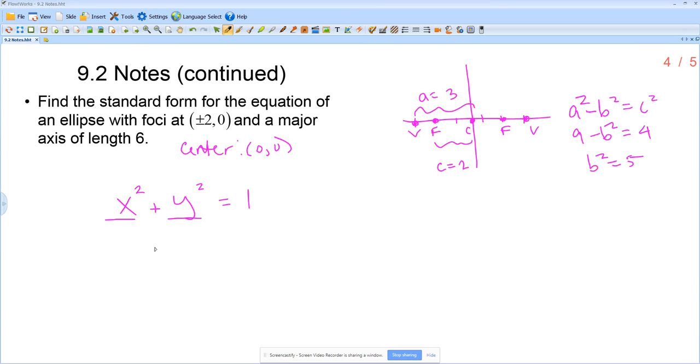And then underneath here, because it's laying horizontally, more ovally horizontally, that means that your a squared must be underneath x. So a squared is 9 underneath the x. B squared is 5 underneath the y.